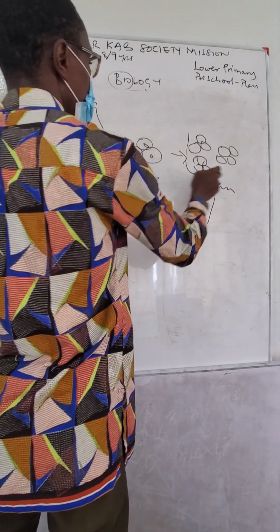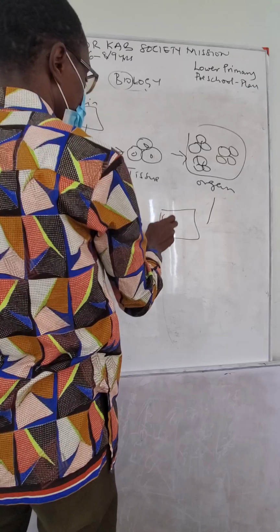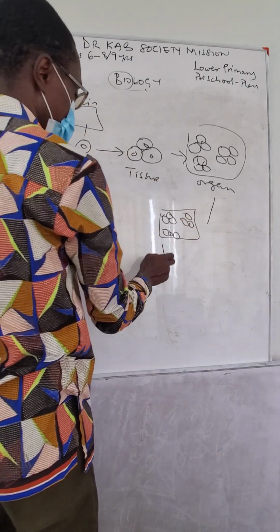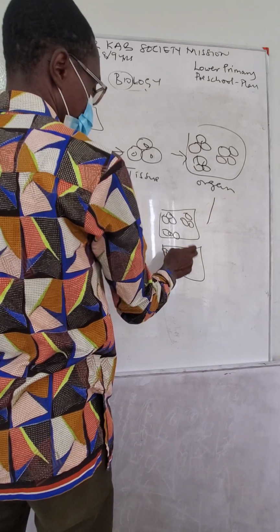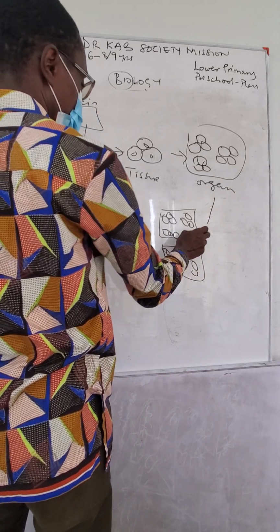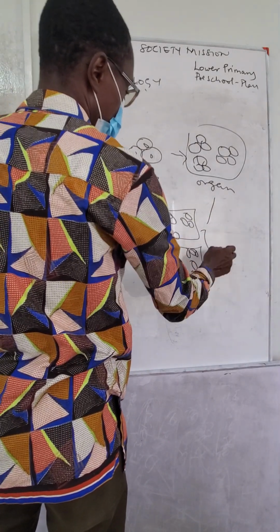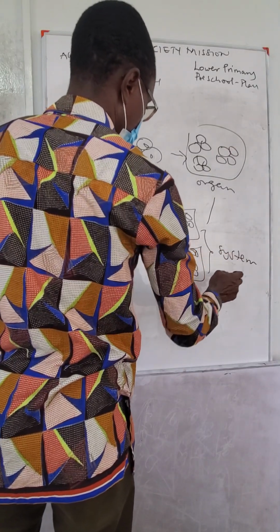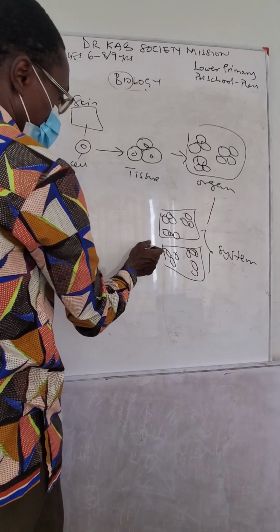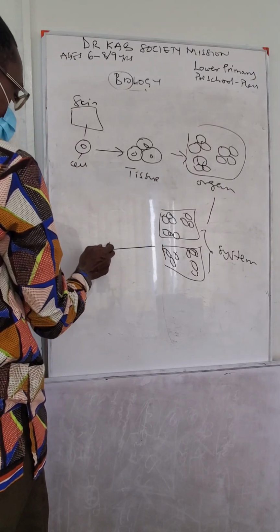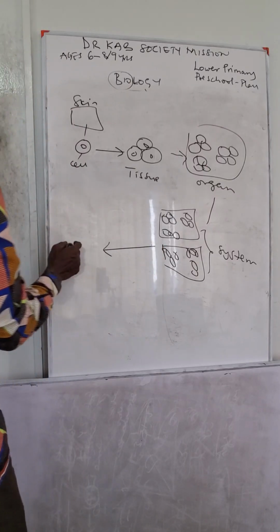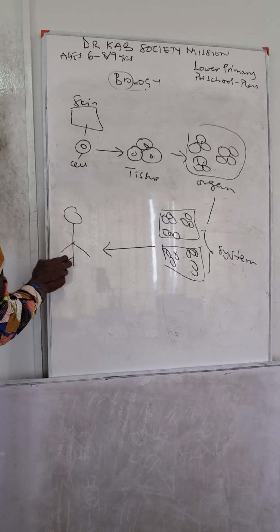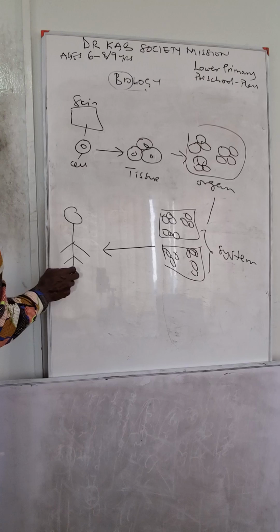This organ, this organ, this organ. You can have one organ like that, another organ. Together, they are forming a system, the organ system. Then these systems will come together to form the organism. Like this is the human being. This is the organism.